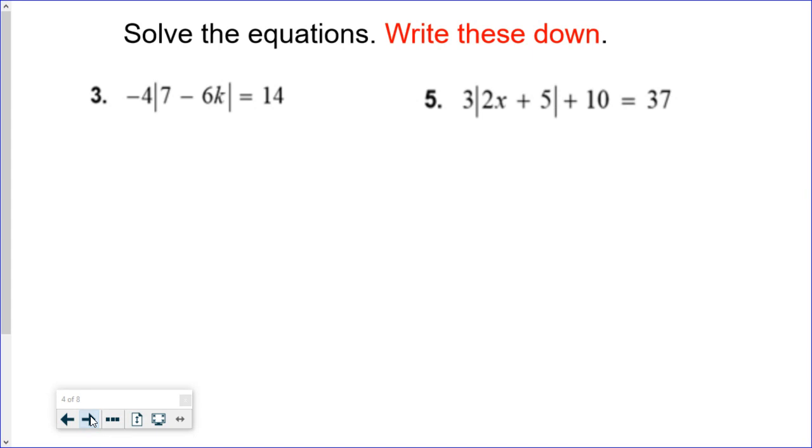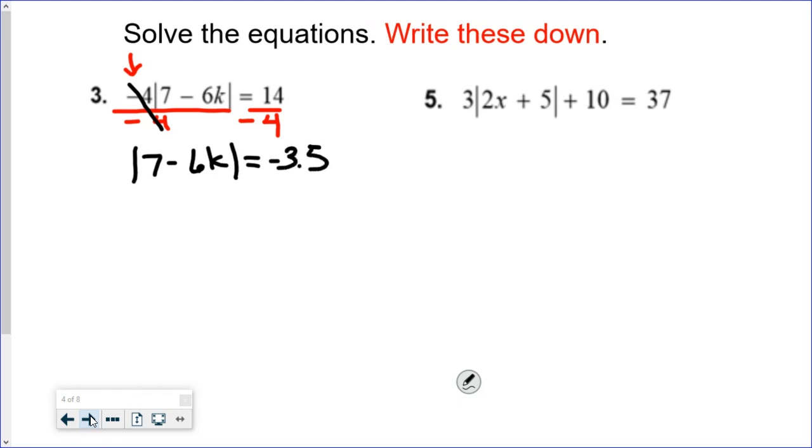Now, here's the only thing. Write these down along with them. Number 3, please note, do you see this negative 4? Do not distribute it. That means negative 4 times everything. So I'm going to divide both sides by negative 4. I want to make this an absolute value equation, which means only an absolute value. So I still have the absolute value of 7 minus 6k, and then in my calculator, I took 14 divided by negative 4, and I got negative 3.5.